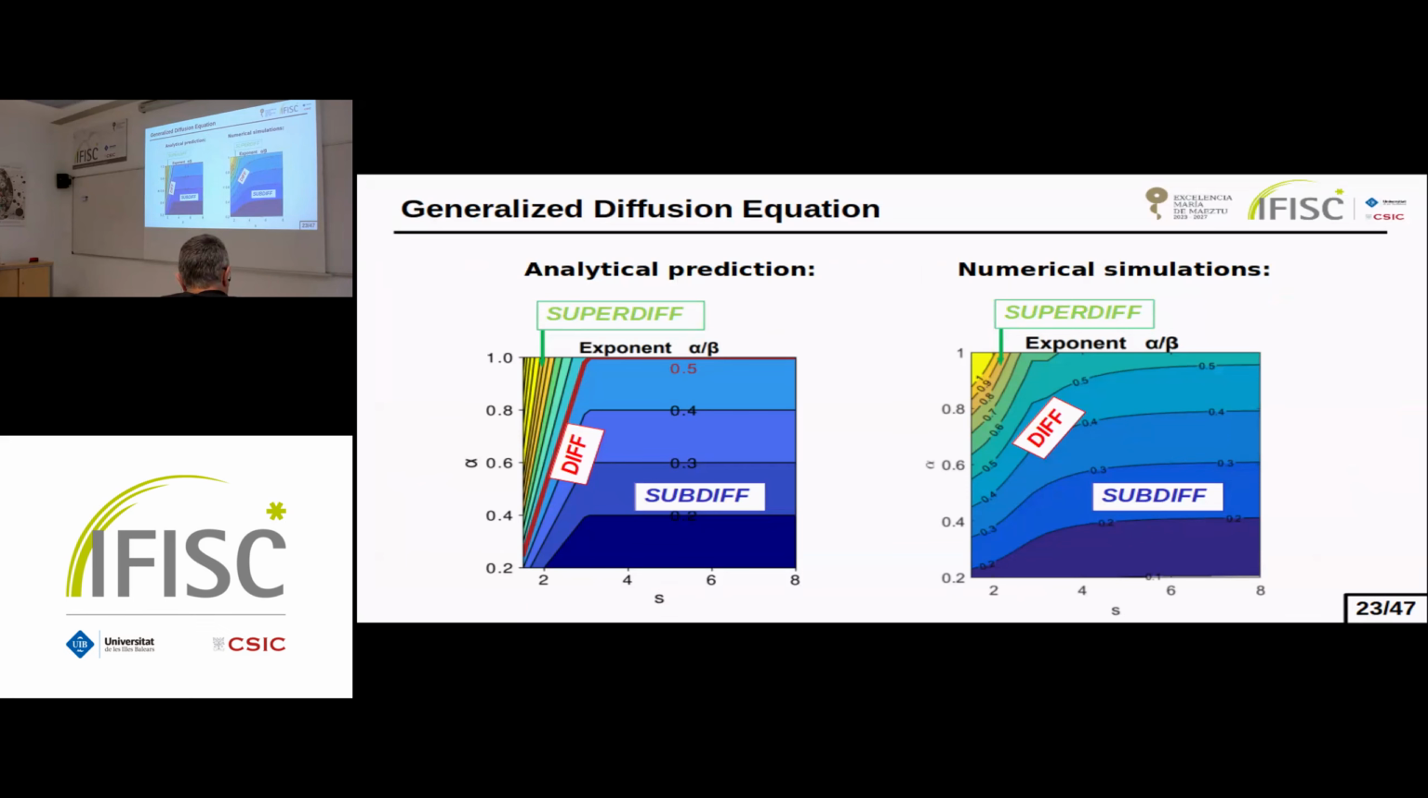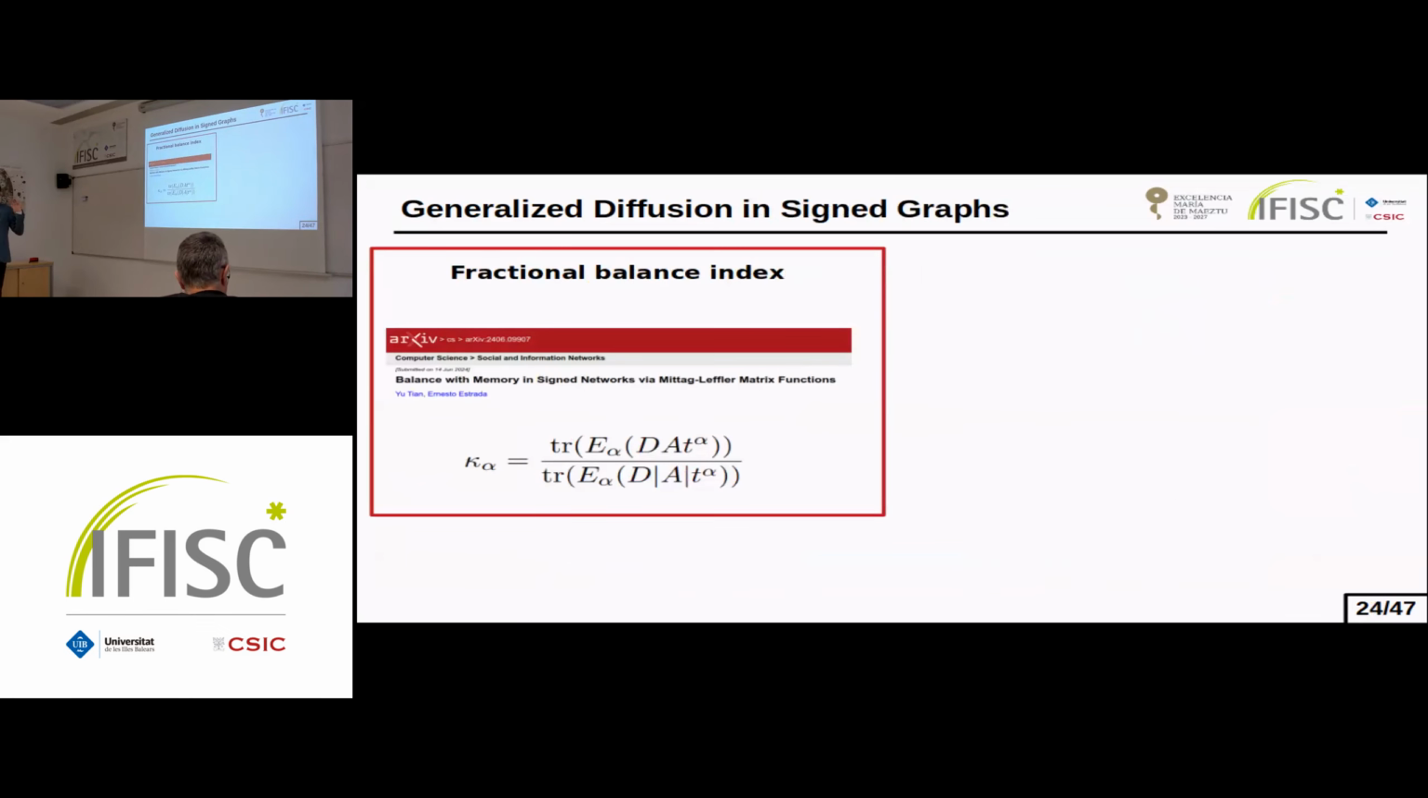Now, very recently, there have been some approaches to include this generalized process and exploit it to better understand signed networks. For example, there is a recent arXiv paper from this summer that uses a non-conservative fractional diffusive process to motivate the use of a fractional balance index that uses these scary Mittag-Leffler functions that I mentioned before.